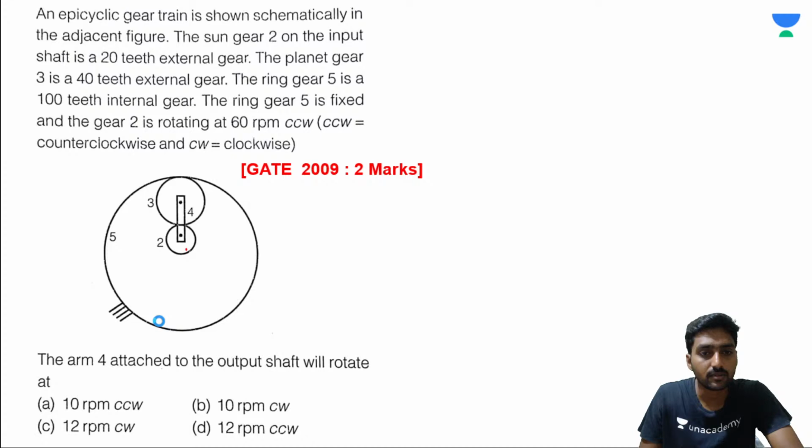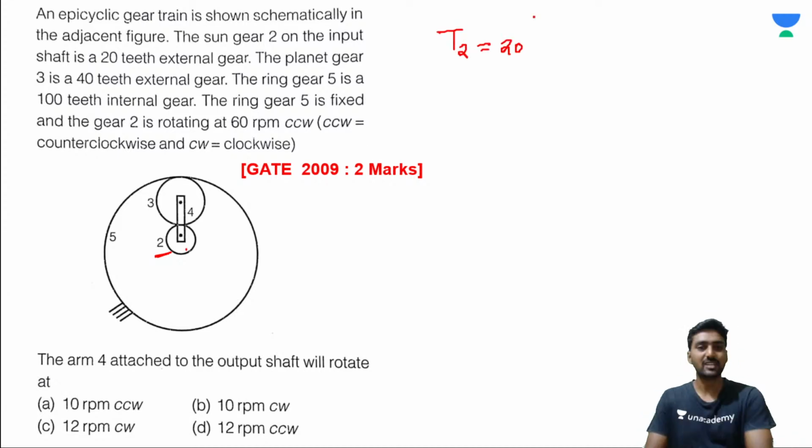Gear 2 is the sun gear. Therefore, the values I am giving are N2, T2. N2 is the speed we need to take, and the number of teeth they have mentioned is 20. The number of teeth on the sun gear, T2, is equal to 20 teeth. The planet gear 3 is 40 teeth, external. Planet gear T3 is equal to 40 teeth. It's an external one, right?